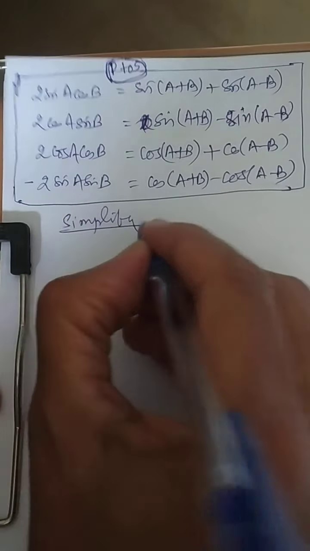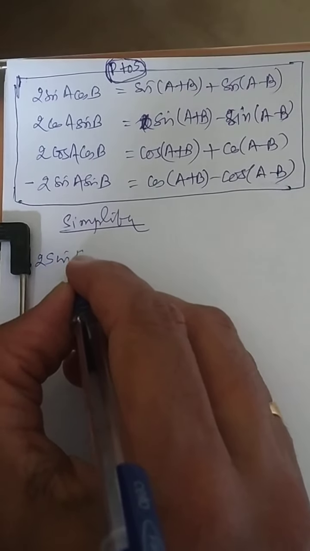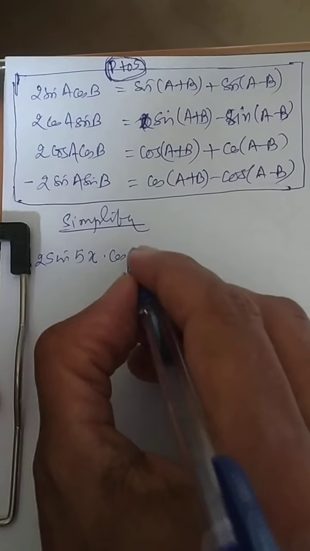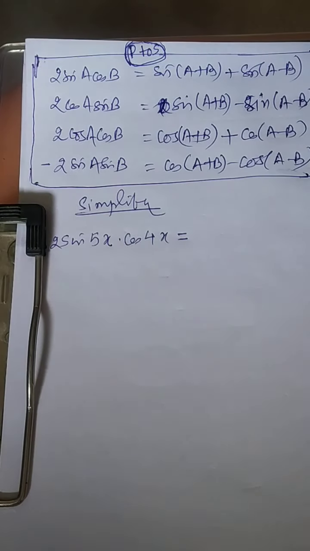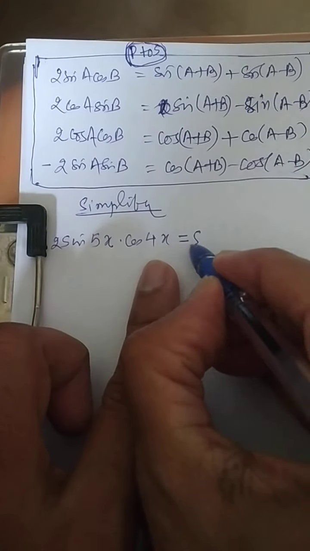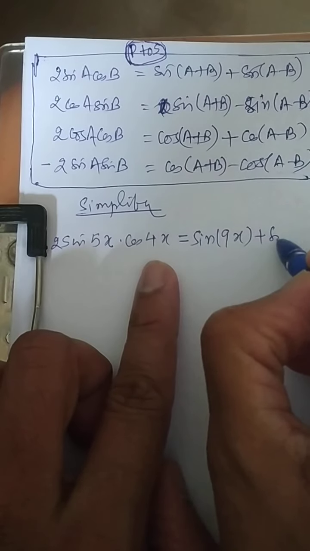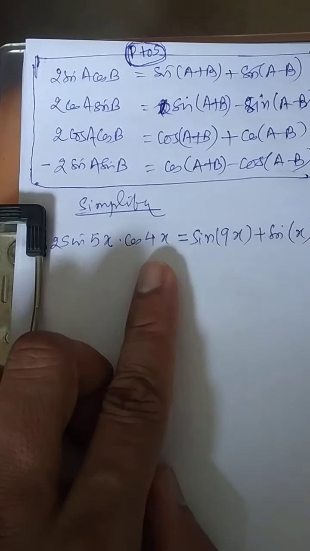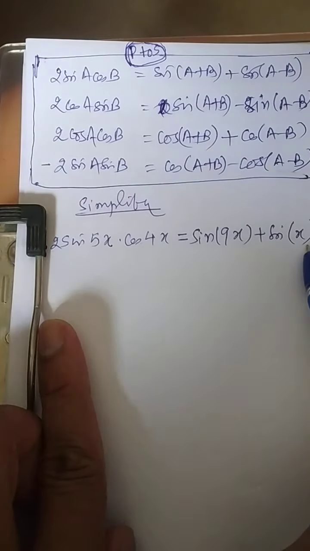Simplify. Look here. Suppose I have written 2 sin 5x into cos 4x. Which pattern is there? The first formula is applicable. 2 sin 5 into cos 4. What will be the answer? Sin of a plus b, 9x, plus sin x. Are you following? Product was given, I have written it in the sum.